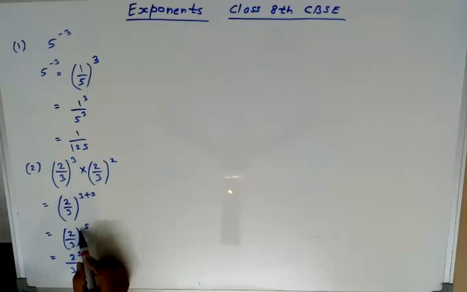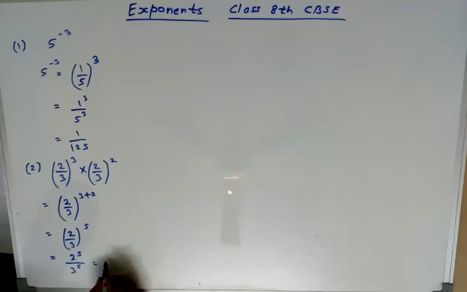Or according to the property, this power will go individually to the numerator and denominator separately. So it will become 32 upon 243.